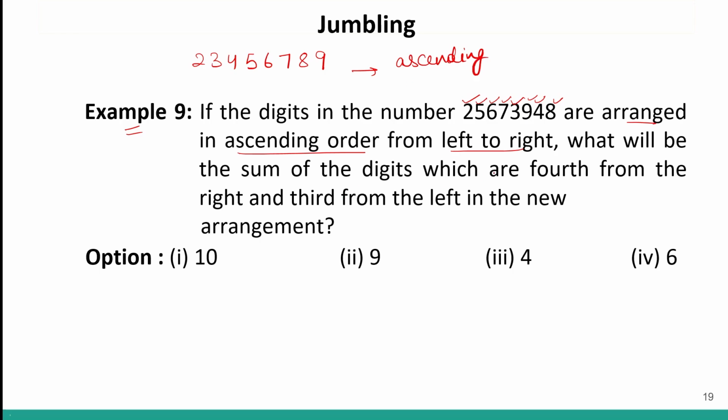Now we have to find out the sum of the fourth from the right. So right is this and left is this. Fourth from the right, this is 1, 2, 3, fourth. Fourth from right is 6. And third from left. So left, third, 1, 2, 3. This is third from left in the new arrangement. So we have to find the sum of 4 and 6, which is 10. So our answer will be option number 1, 10. Okay, clear?